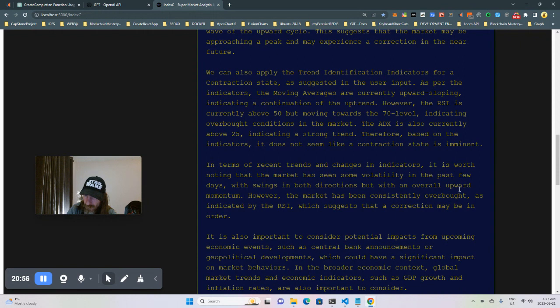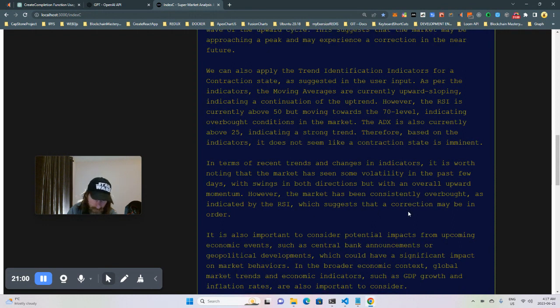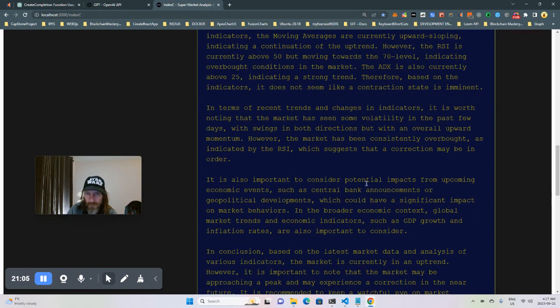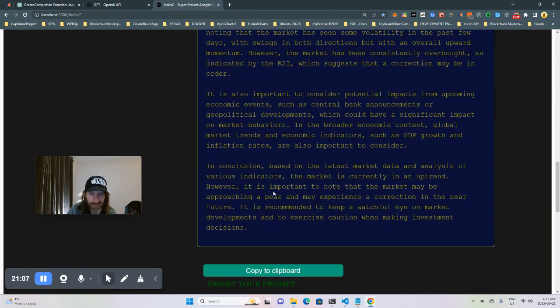However, the market has been consistently overbought, as indicated by the RSI, which suggests that a correction may be in order. It is also important to consider potential impacts from upcoming economic events, such as central bank announcements or geopolitical developments, which could have a significant impact on market behaviors. In the broader economic context, global market trends and economic indicators, such as GDP growth and inflation rates, are also important to consider.